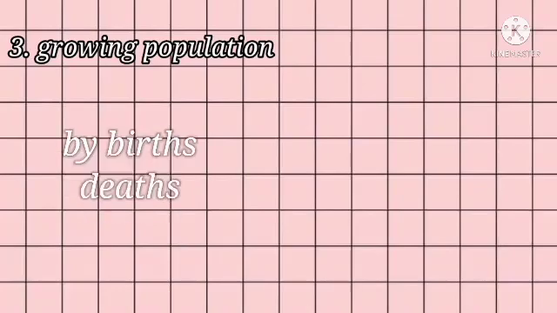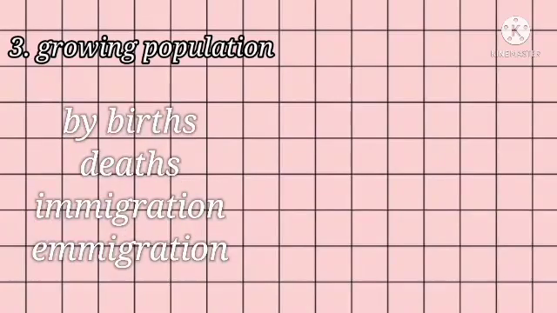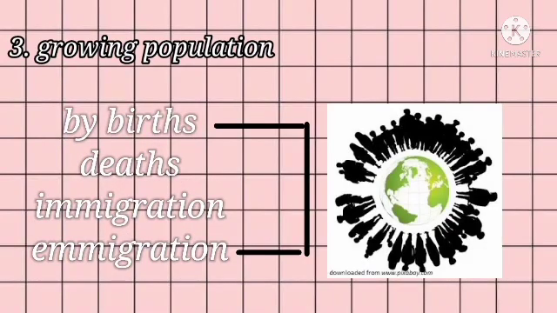Growing population. Population growth is influenced by births, deaths, immigration, and emigration. These four factors cause the number of individuals in the population to fluctuate. Population growth is characterized by a change in the number of the population over time.